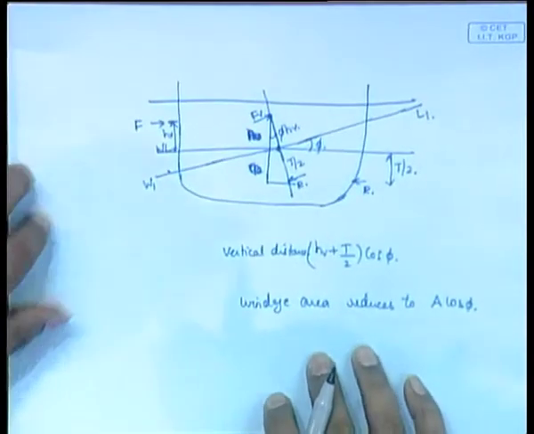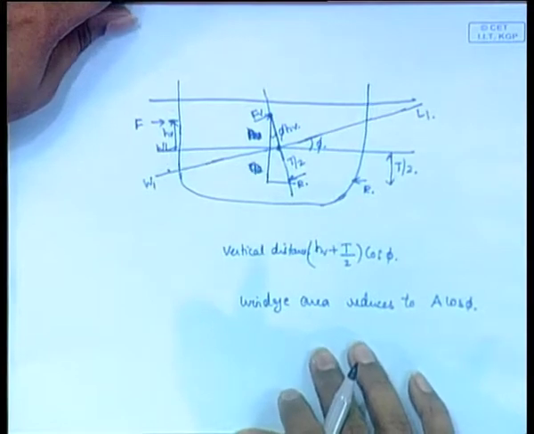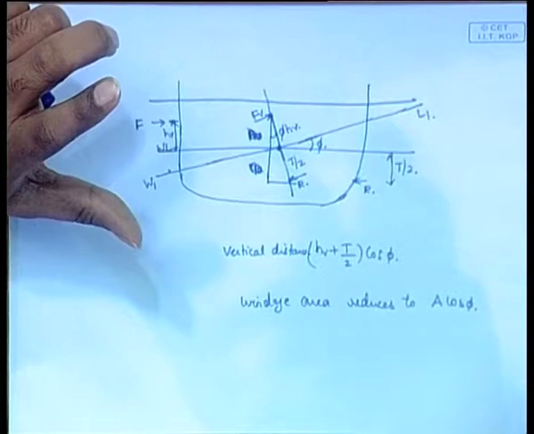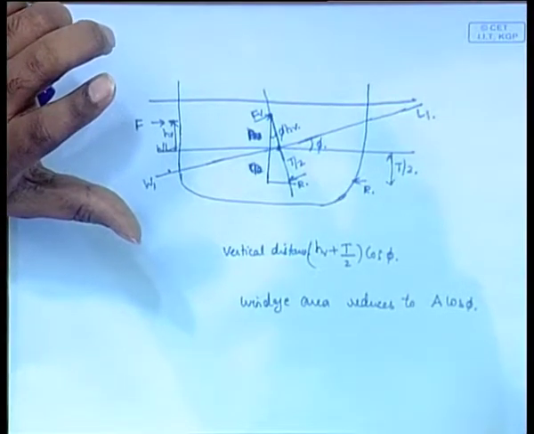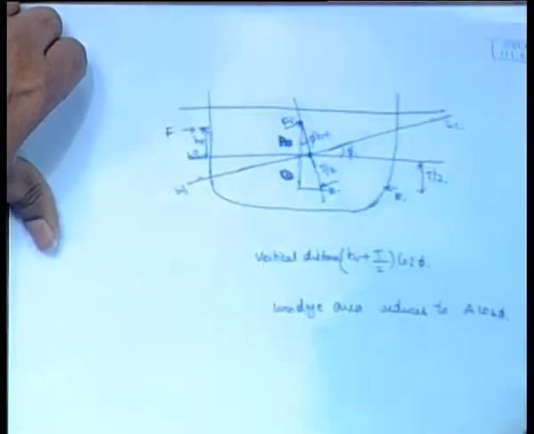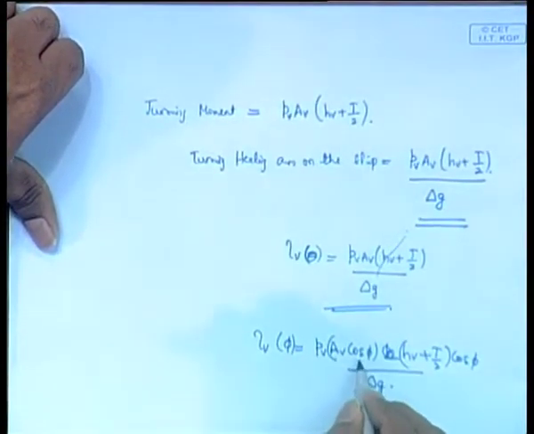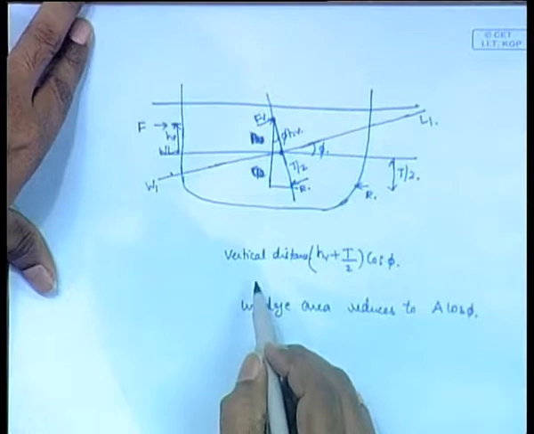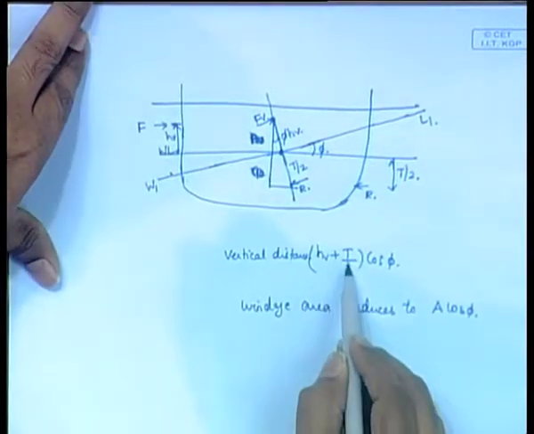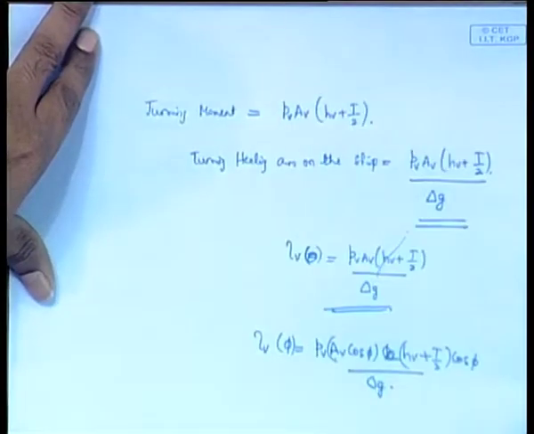If you see this original definition, we say that when the ship is heeled now to an angle phi, its windage area becomes A cos phi. So, I have made this A cos phi, this is at an angle phi, its windage area is now A cos phi, and the vertical distance between the two forces at that instant when it is heeled by an angle phi is HV plus T by 2 into cos phi. Therefore, the vertical distance is HV plus T by 2 into cos phi.